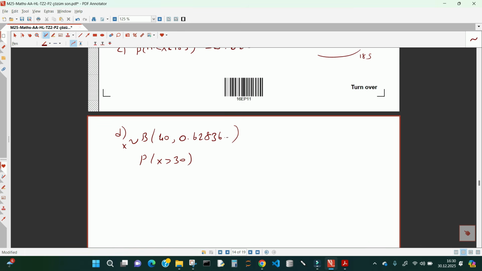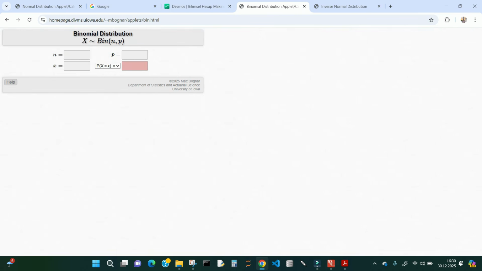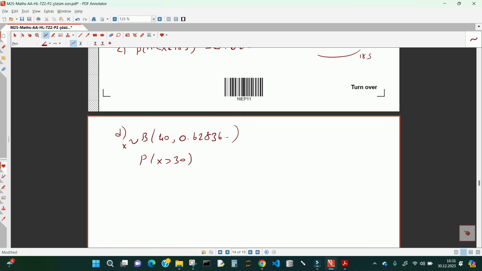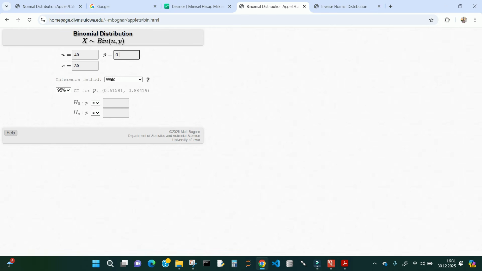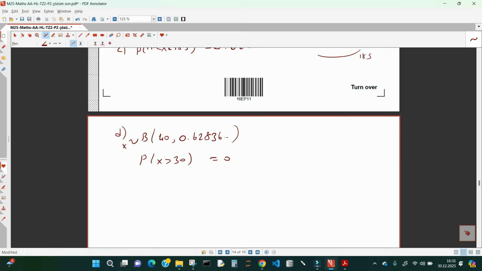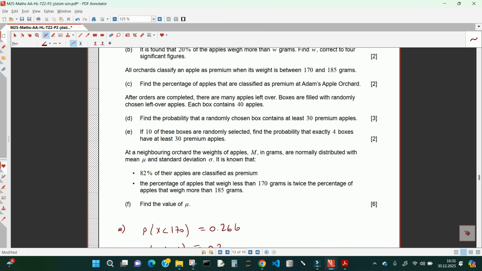Let's find this by using the binomial distribution. Total number is 40. We're gonna look for the greater than 30, and the probability is 0.62836. This one, and it is approximately 0.0739, let's say 0.0739, right? Yeah.